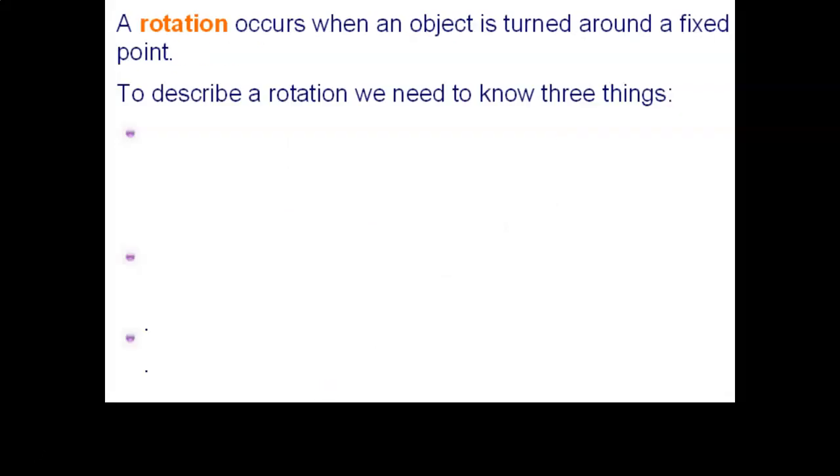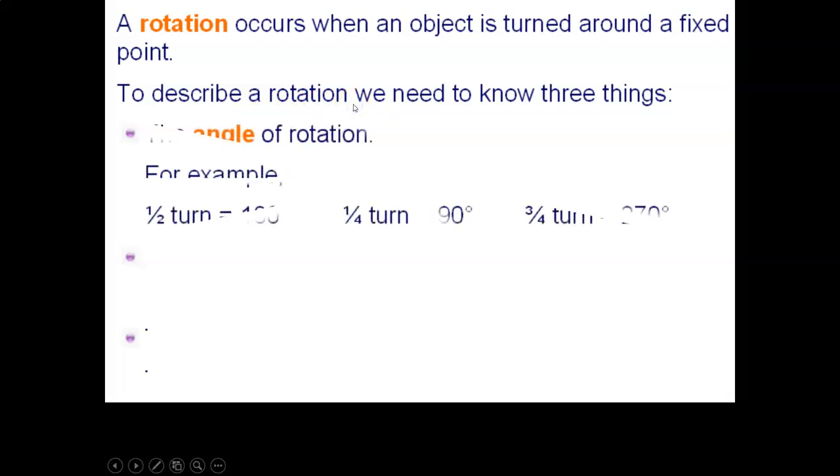Okay, so a rotation occurs when an object is turned around a fixed point. When we're describing a rotation, or we're told to do a rotation, we need to know 3 things. Firstly, the angle of the rotation. Now, these are the only angles you're going to need to know: 180 degrees, 90 degrees, and 270. So they're quarter, half, and 3/4 turns.